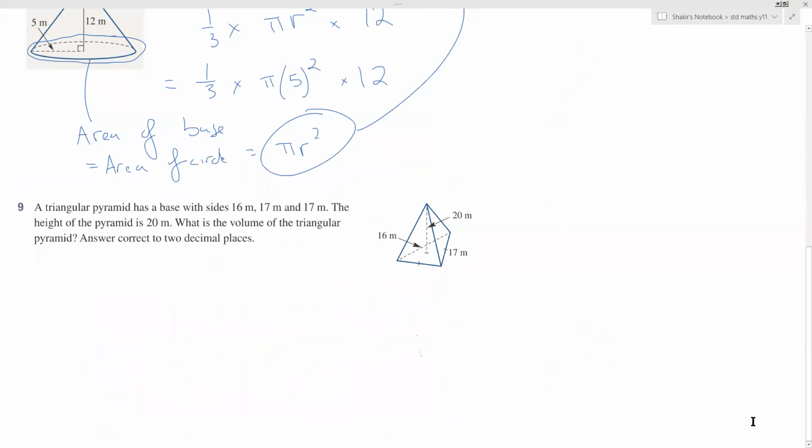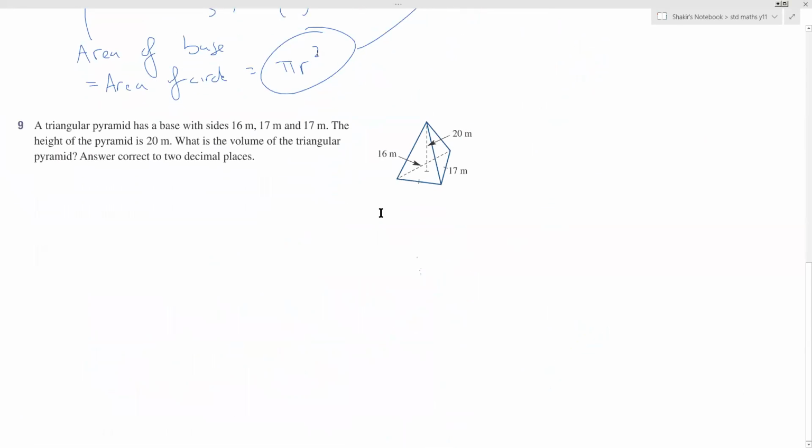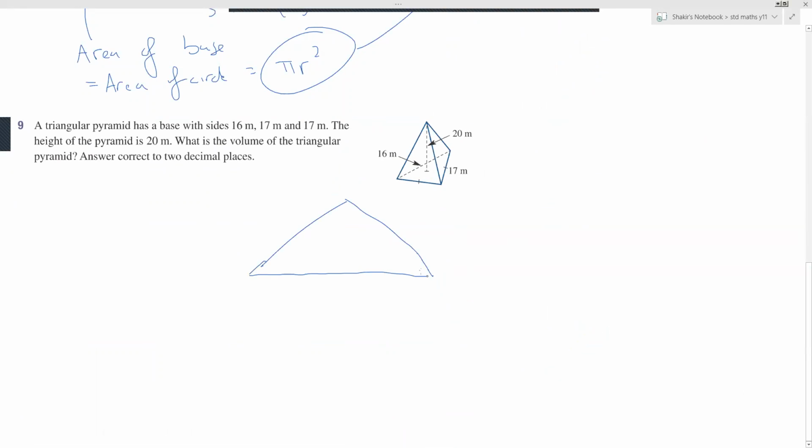And last question, and we're dealing with a triangular pyramid now. The triangular pyramid has a base with sides 16, 17, and 17. So we can see over here. This is slightly tougher because we are going to need to find the area of the base. Let me just redraw that triangle. Imagine the triangle looks something like this. Then you have 17, 17, and the third side is 16, sorry, my bad. So the question is, how do you find the area of the base?